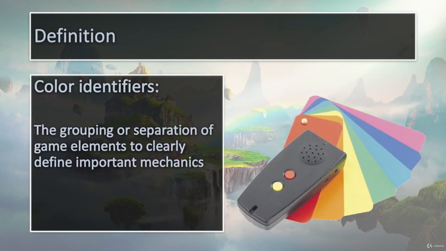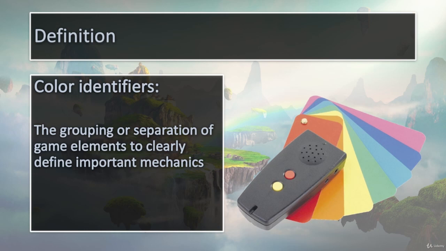So, the definition of a color identifier. This is basically the grouping or separation of game elements to clearly define important mechanics. So I'm going to repeat this. It's the grouping or separating of game elements to clearly define important mechanics using color. And how is it used?